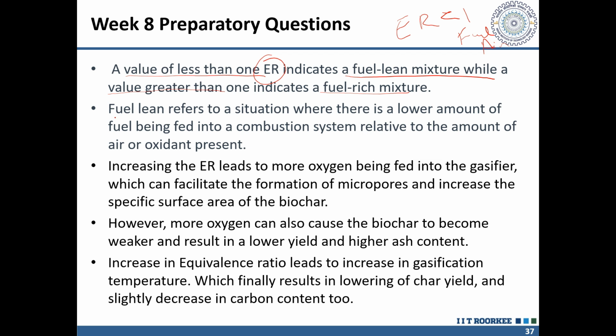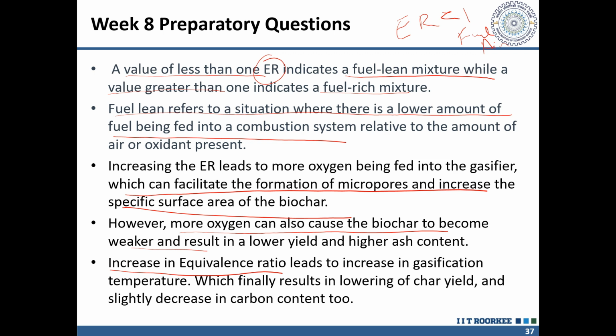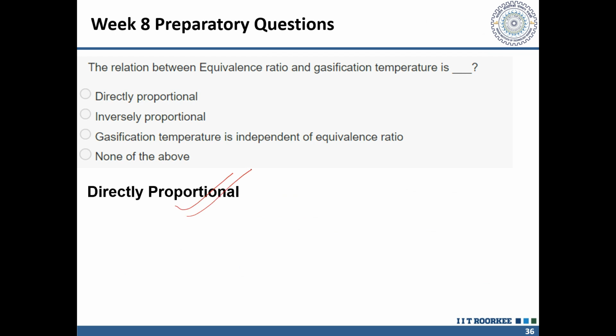Fuel lean refers to a situation in which a lower amount of fuel is fed to the combustion system relative to the amount of air or oxygen. If we increase the ER, it means we are increasing the fuel, and so more fuel relative to oxygen is being fed, which will facilitate the formation of micropores and increase the surface area of the biochar. However, more oxygen can also cause biochar to become weaker and result in lower yield. Therefore, if we increase the equivalence ratio, it will lead to a change in gasification temperature. Therefore, the answer was directly proportional.